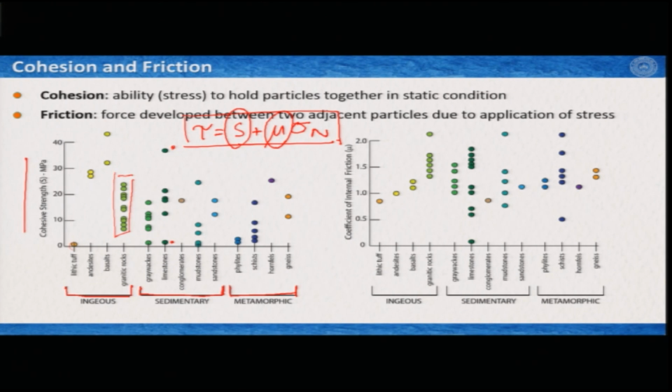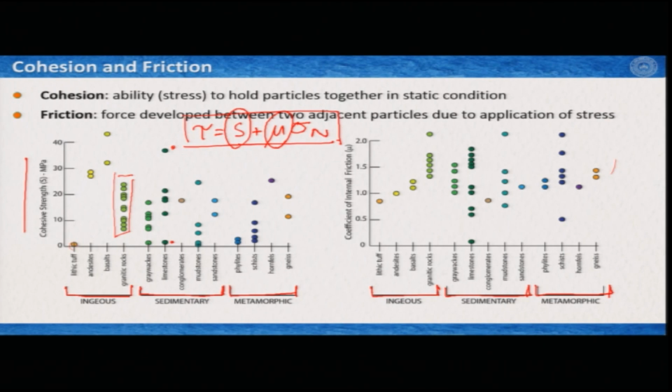we see that the values are pretty distributed. If you look at the coefficient of friction mu, which is a dimensionless quantity, these are the same rocks, igneous, sedimentary and metamorphic, and we again see a wide distribution. Now, what we see here is a very important message I would like to give you from this slide: a rock being highly cohesive does not mean that its friction would be high, and vice versa is also true.